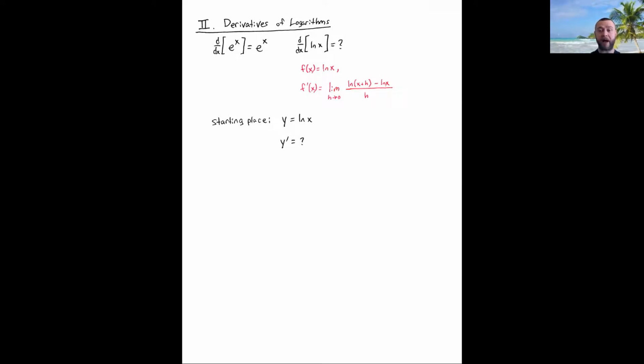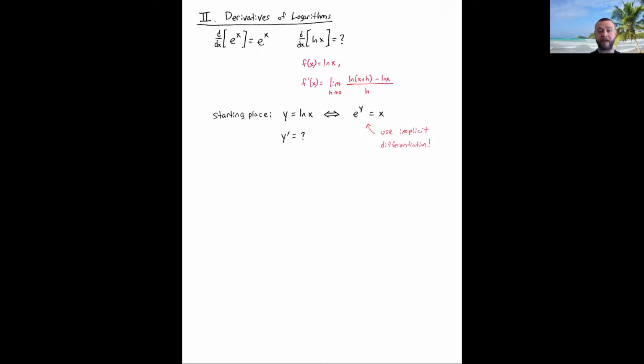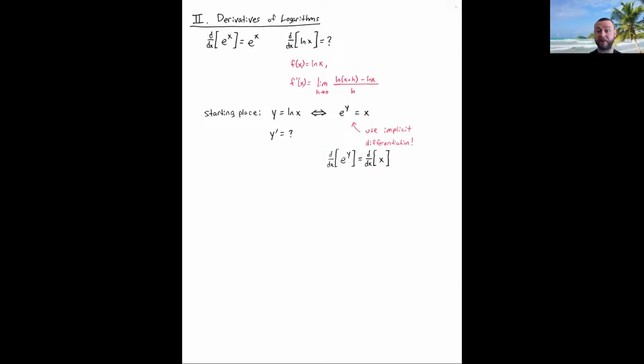All right, so if we go back to y equals natural log of x, let's convert that. We get e to the y equals x. And now we know what derivatives of exponentials are. So we're going to combine this with implicit differentiation. We're going to take that statement e to the y equals x. We're going to start by differentiating both sides with respect to x.